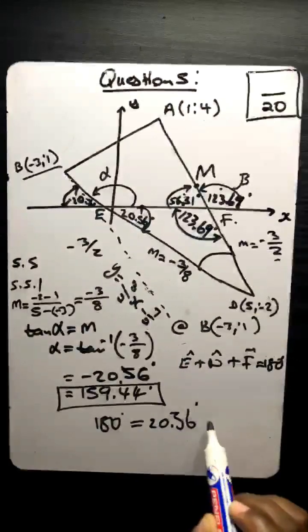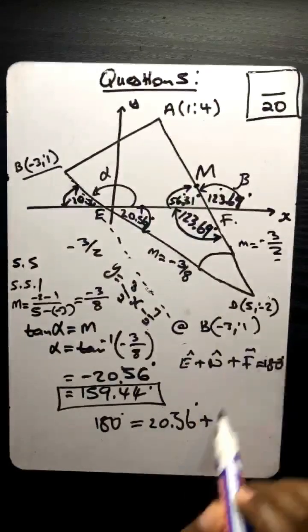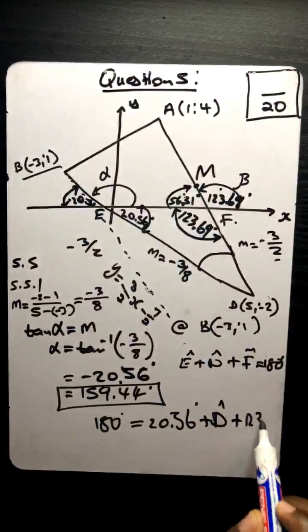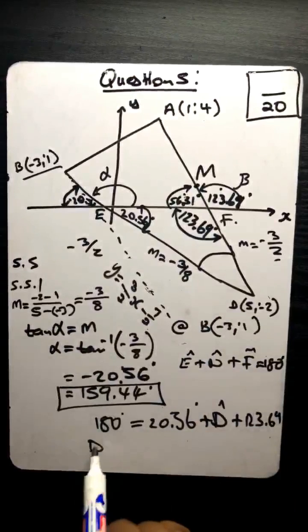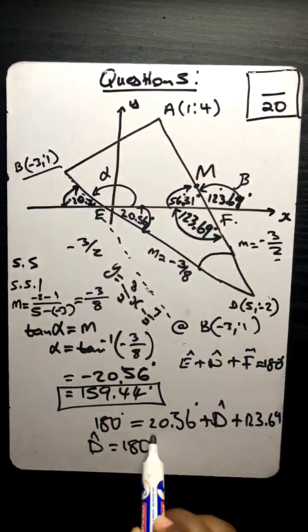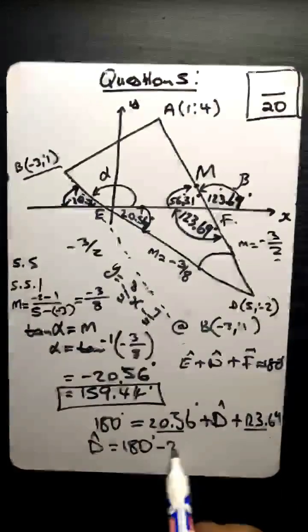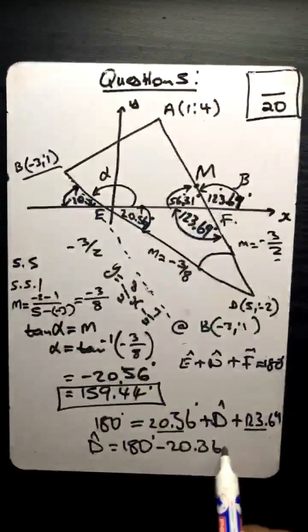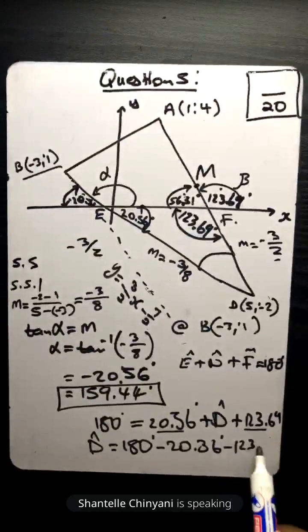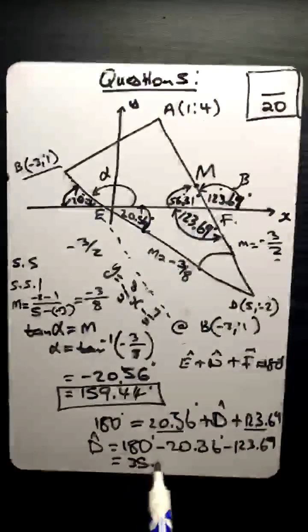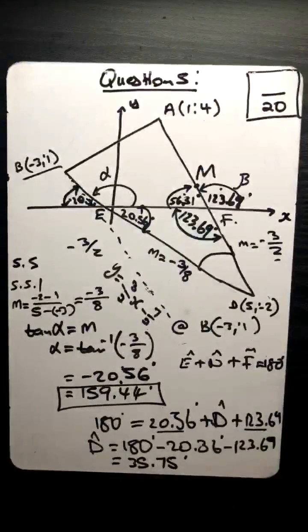We know it is 20.56 degrees. You add it to angle D. Angle D is what we're trying to find, plus that one being 123.69. So can you see angle D will equal 180 degrees minus this and that. What answer are you getting there? 35.75. Is it everyone who's getting that answer?